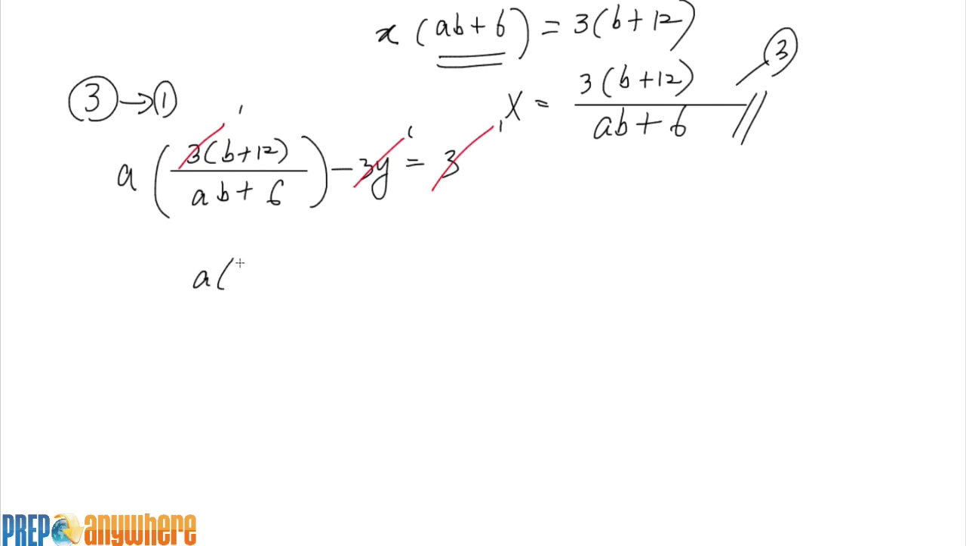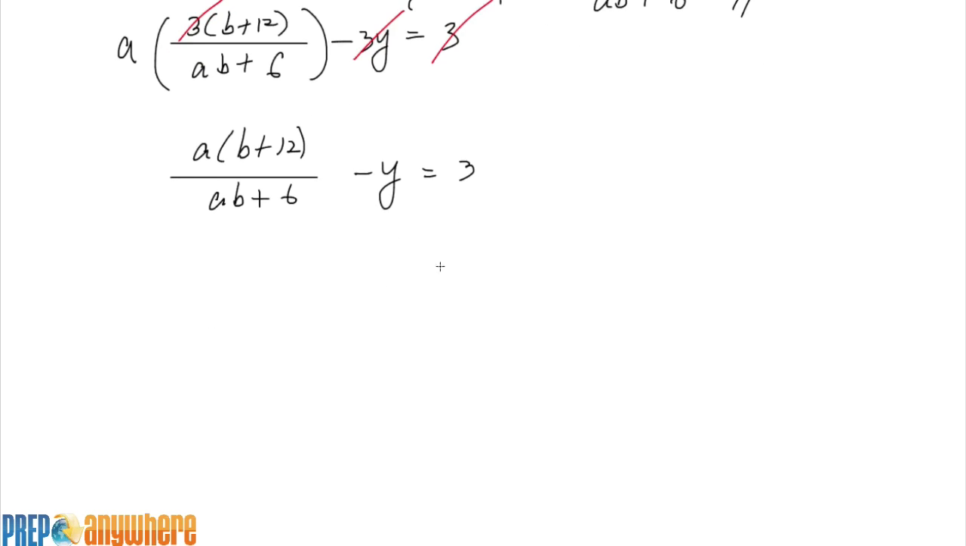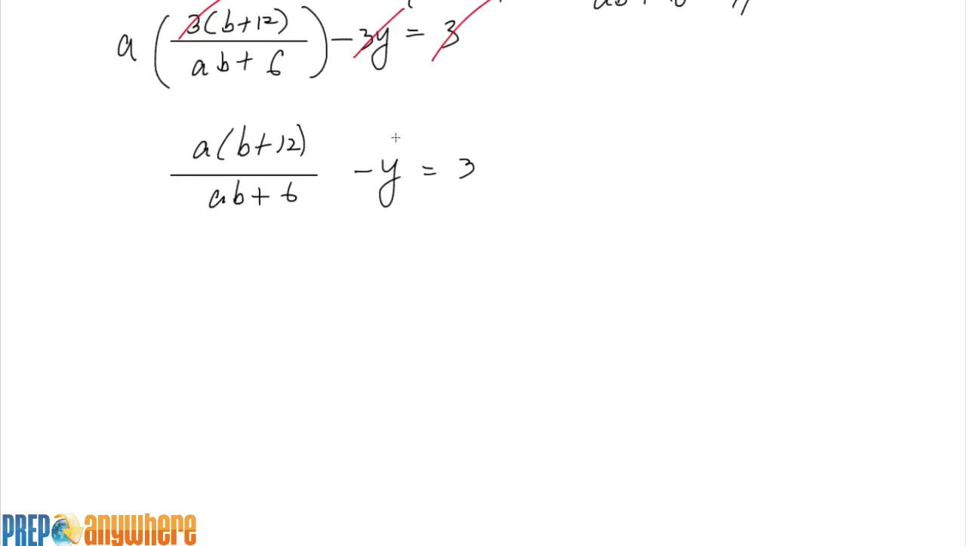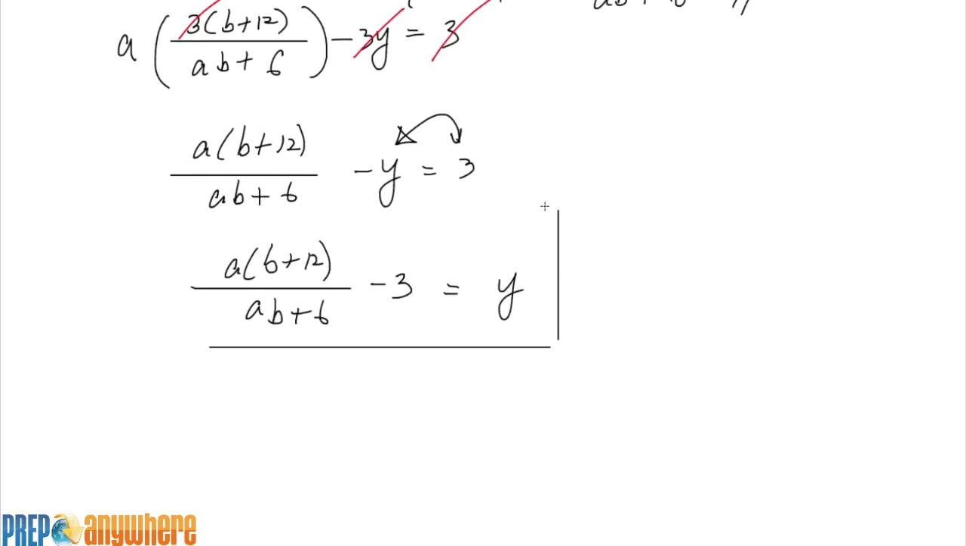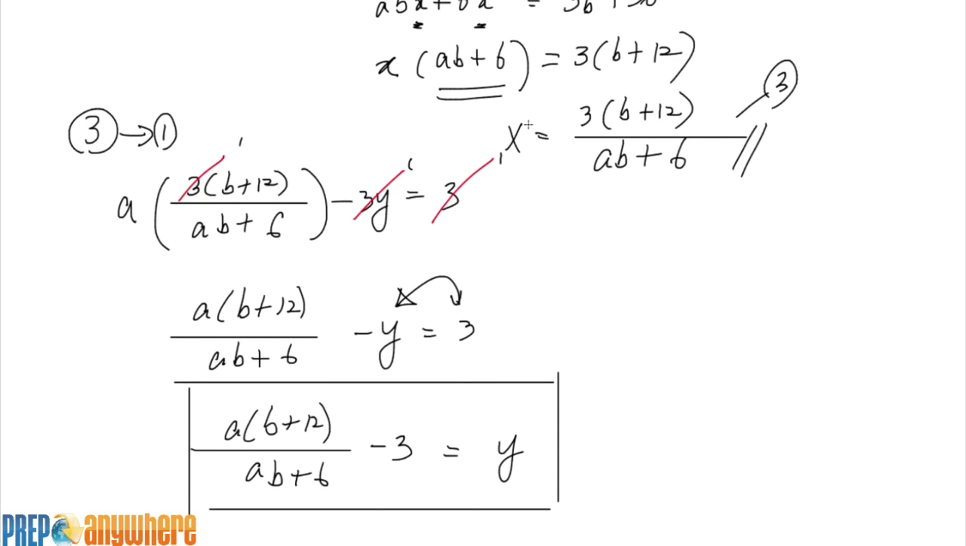So we have a(b plus 12)/(ab plus 6) minus y is equal to 3. And all I have to do to isolate y now is to just switch the location of these two, by adding y to both sides and subtracting 3 from both sides. And we're done. So that's my y and this is my x.